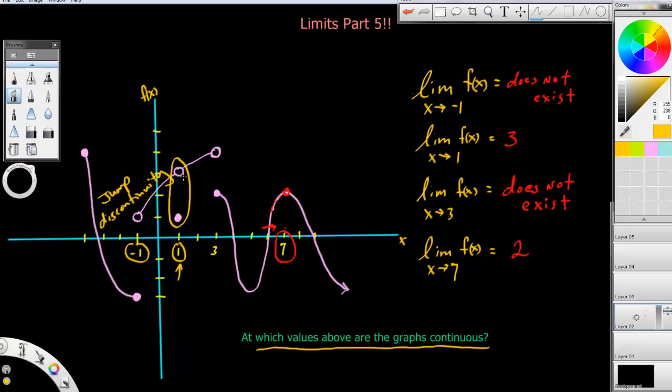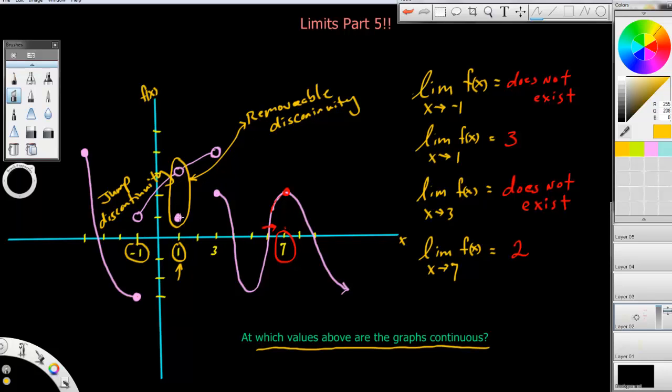So if we're asking ourselves, at 1, is this thing continuous or not? Well, it has a limit, but it's not continuous. This is called a removable, I'm going to make a little line up here. This is called a removable discontinuity. Believe I spelled that right. Don't hate me if I didn't. Okay, so that's called a removable discontinuity.